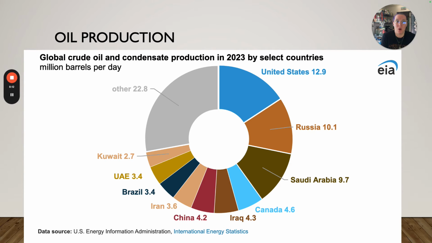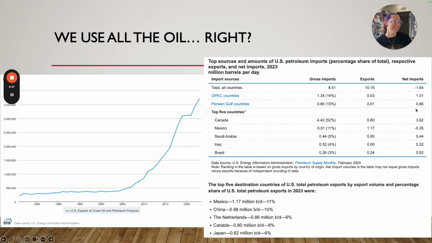But production. So the U.S. is really where we excel in terms of producing oil. So this is looking at global crude oil and condensate production in 2023 by select countries. Again, this is from the Energy Information Administration, which is a lovely website that you'll get to use a little bit. So as you can see here, the U.S. really reigns top dog in terms of oil production. So we may not be extracting the number one amount, but we are producing the number one amount. And we're using it all, right? No, we're actually exporting a lot of it.